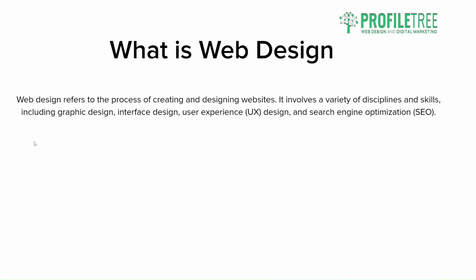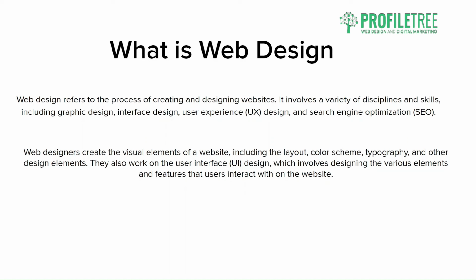So what is web design? Web design refers to the process of creating and designing websites. It involves a variety of disciplines and skills, including graphic design, interface design, user experience design, and search engine optimization. Web designers create the visual elements of a website, including the layout, color scheme, typography, and other design elements. They also work on the user interface, so the UI design, which involves designing the various elements and features that users interact with on the websites. Web design is an essential part of creating a successful online presence, as a well-designed website can help attract and retain visitors, improve search engine rankings, and enhance the overall user experience.